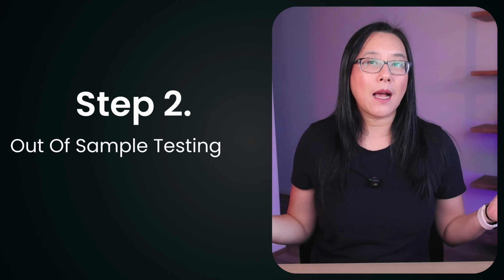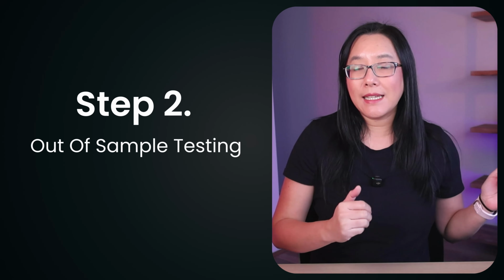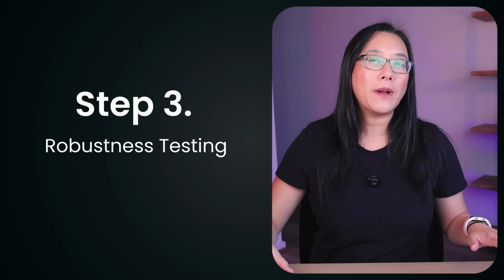In step 2, we're going to retest our strategies on data we've never seen before, and this is called out of sample, and we're going to use 8 years for this. Now for step 3, I want to include more robustness tests, and there's a whole bunch of different ones you can choose from. You've got multi-market, multi-time frame, Monte Carlo, just to name a few.